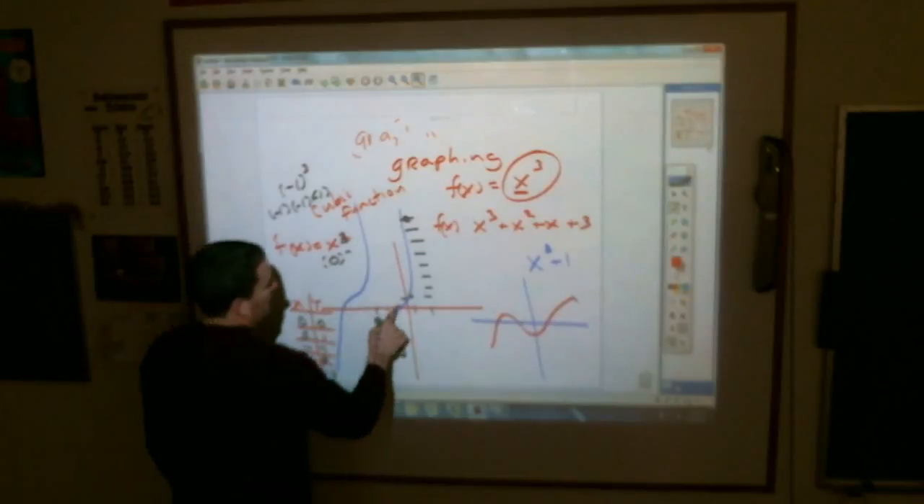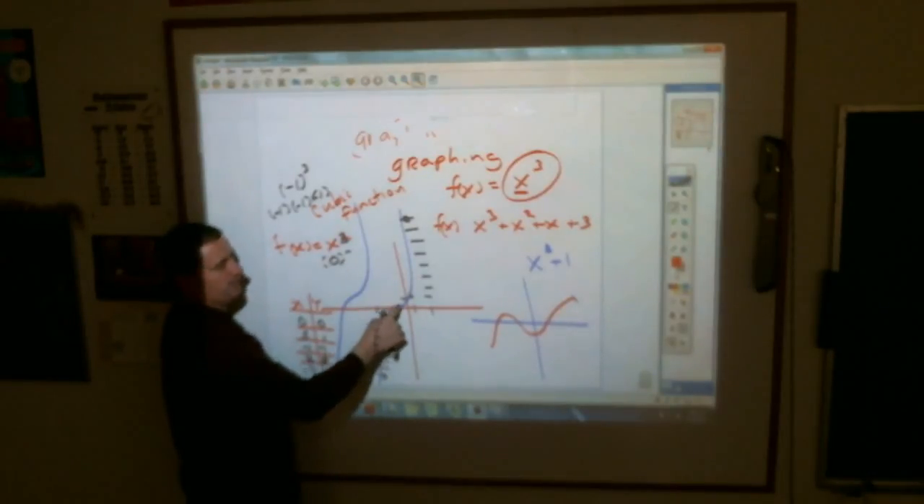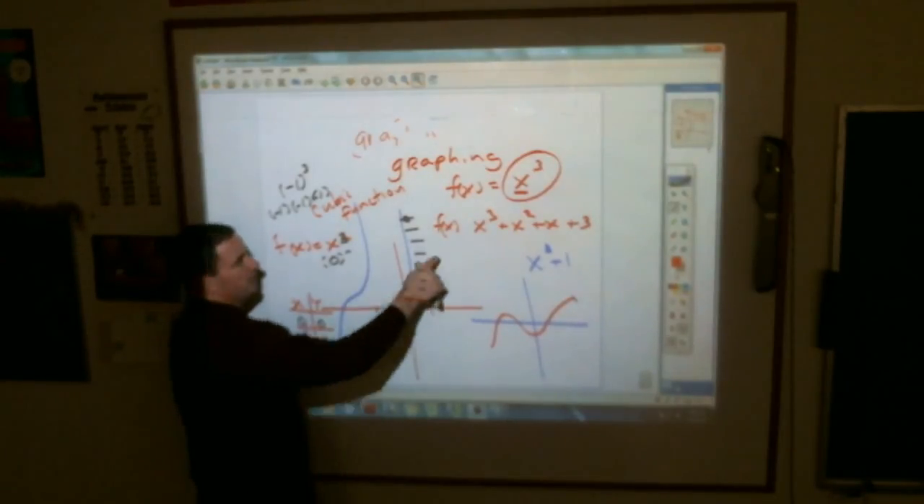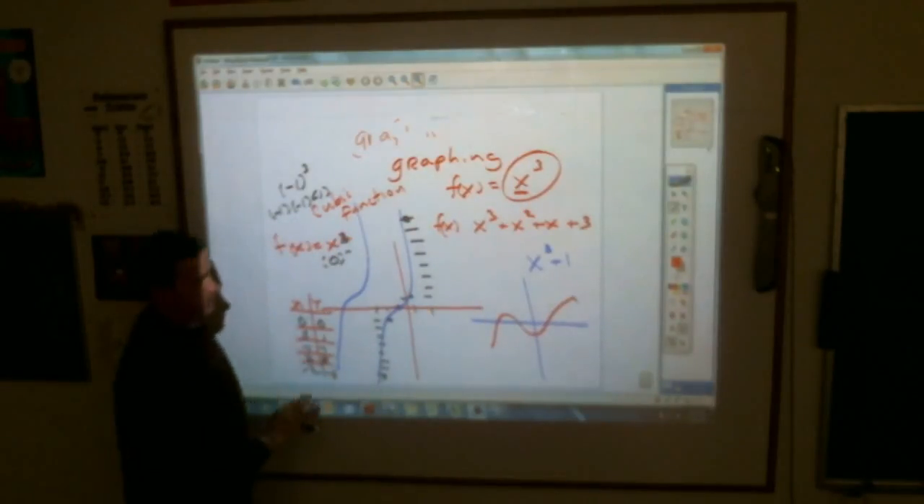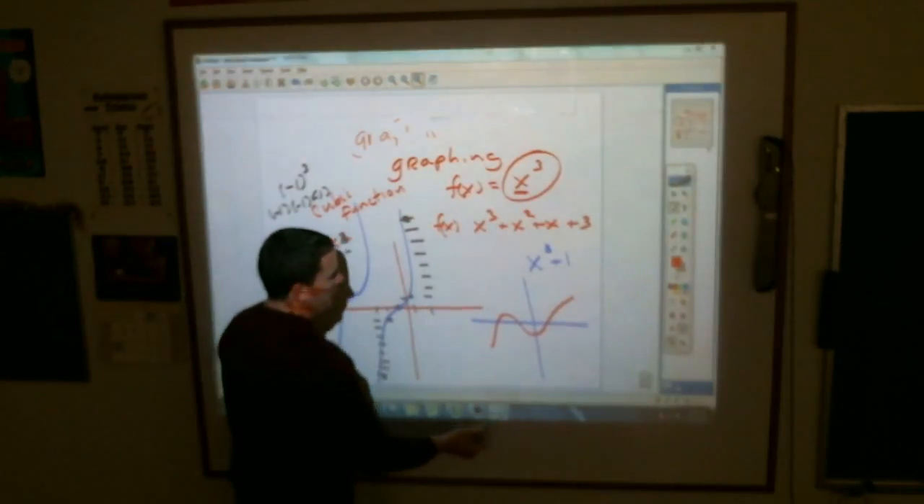So we're not going to do that, right? No, you are only going to be responsible for seeing this and saying, oh, that's the graph of x cubed.